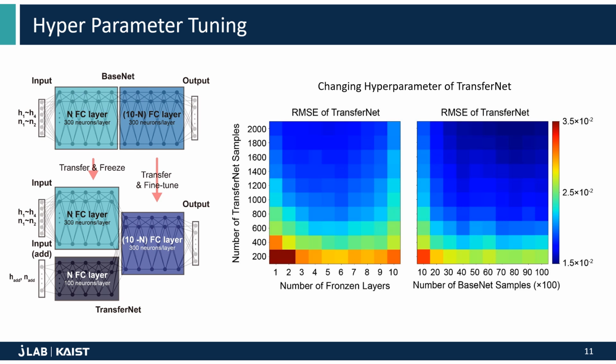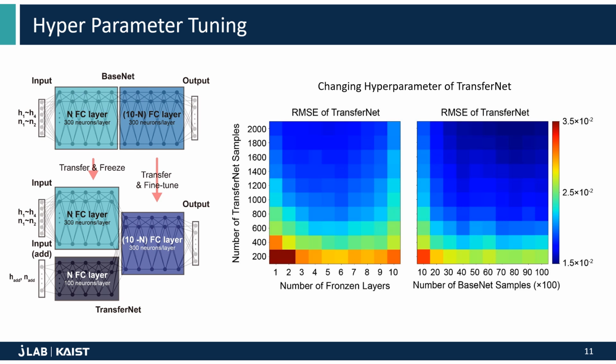To ensure optimal performance of the TransferNet, we fine-tuned key hyperparameters, specifically the number of frozen layers and the training sample size used for BaseNet. Interestingly, while the number of frozen layers has a strong influence on the final performance, the number of training samples for BaseNet does not significantly impact TransferNet accuracy, unless the number of training samples for TransferNet is extremely small. Based on this observation, we fix the BaseNet training size to only 2,000 samples.